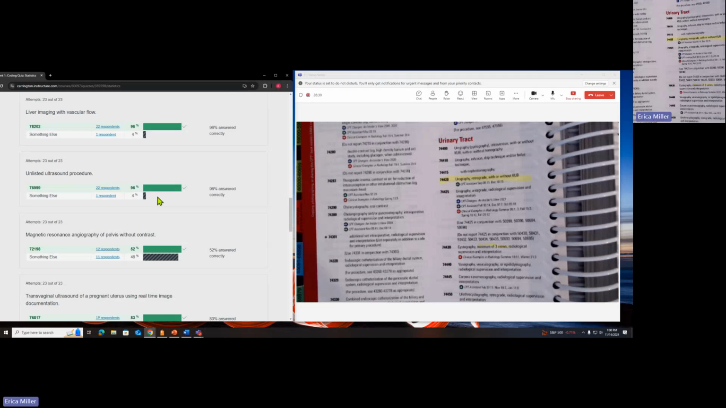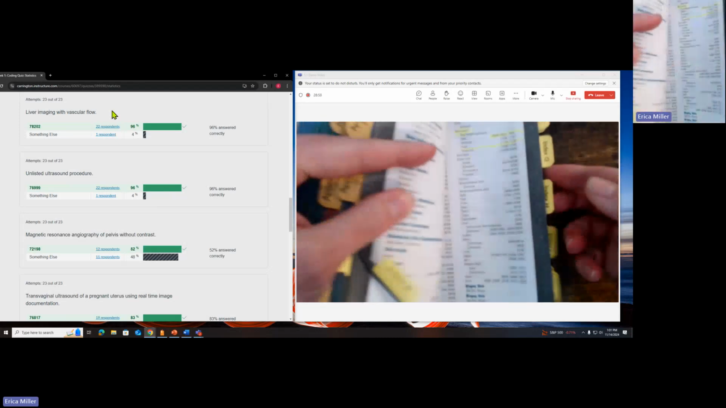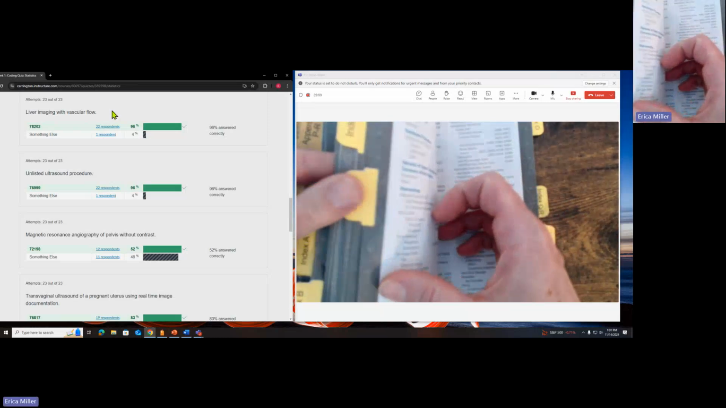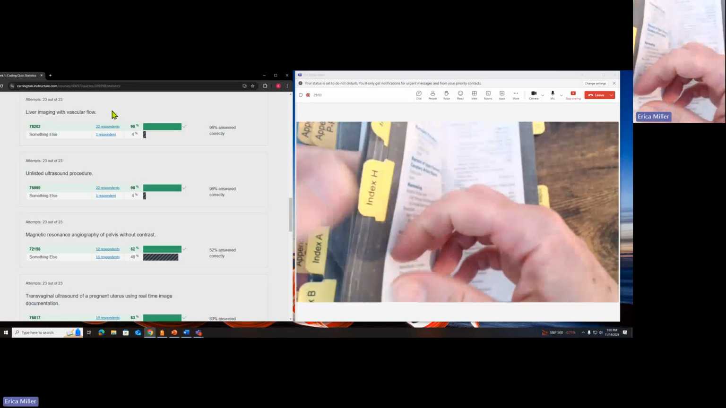All right, up next, we're getting into real far. So with this one, you want to start with the liver, the anatomic site, and then look for a service that includes imaging or something that mentions vascular flow. So now I'm going to go, this time I'm going to go into my index and I'm going to go over to liver.